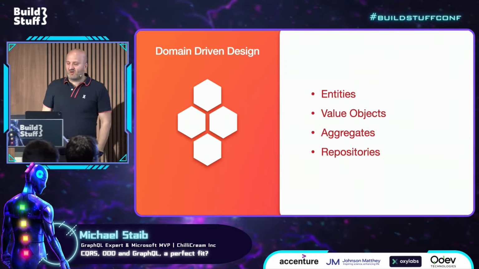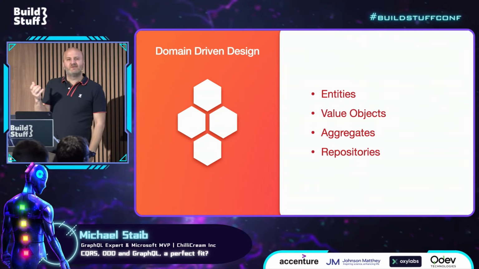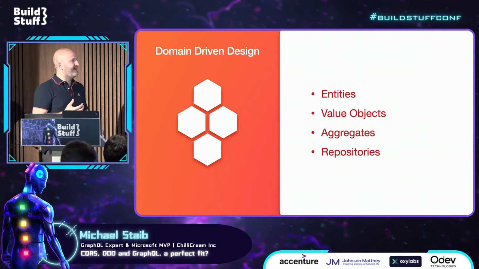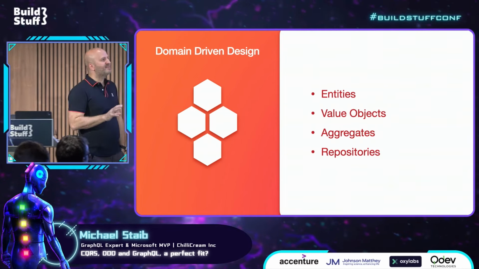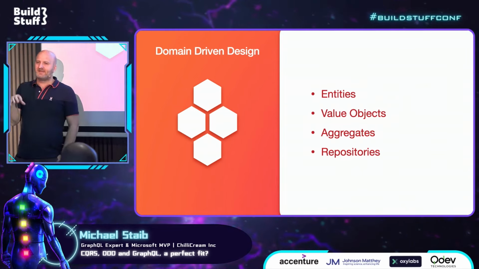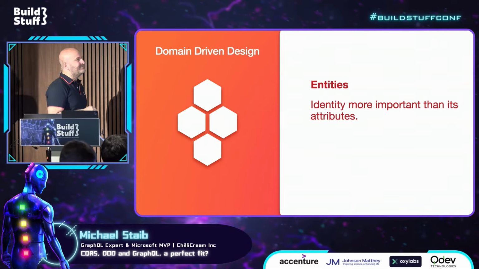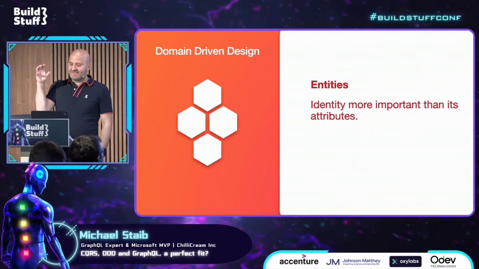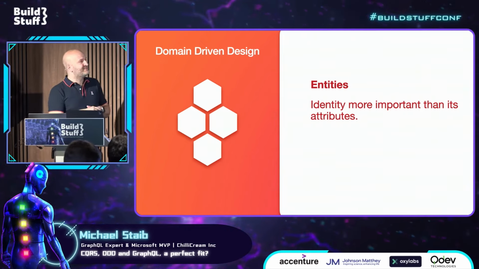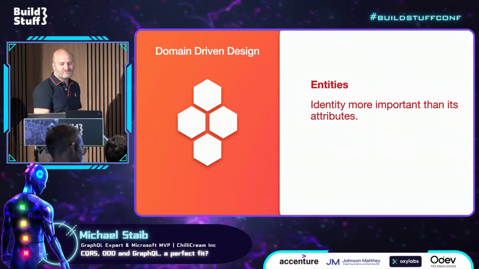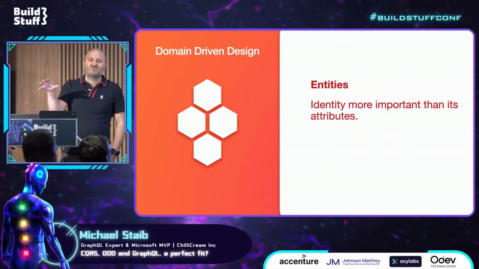The core building blocks of DDD are entities. We already heard about entities, right? Value objects, aggregates, and repositories. Those are basically terms we already use in our new structured project. In DDD, entities are objects that have a distinct identity that persists over time and across different states, meaning the identity is more important than their attributes.